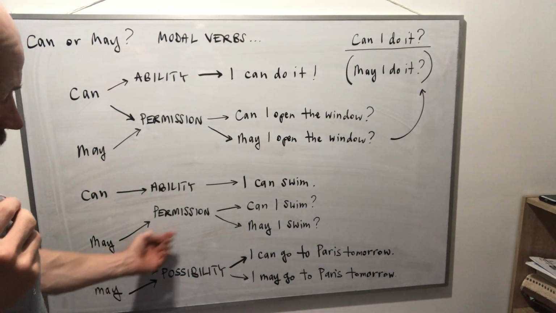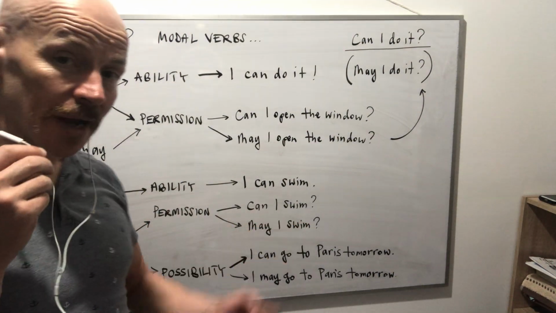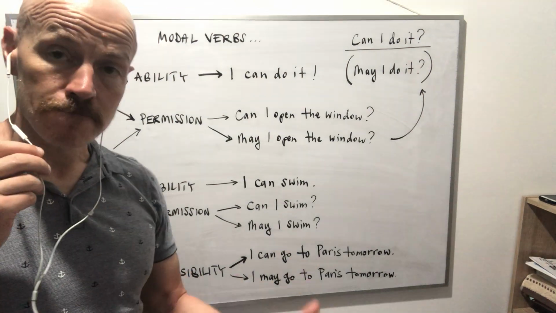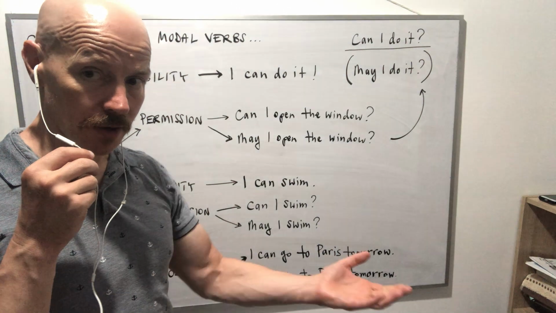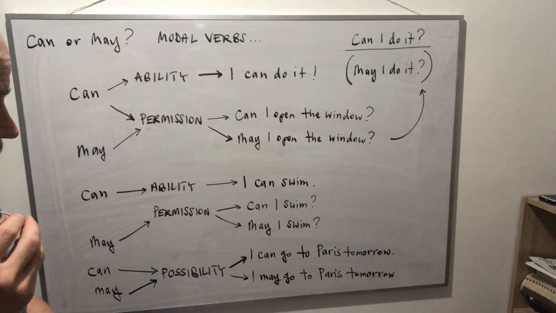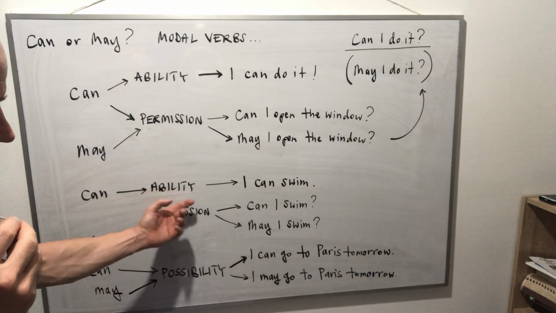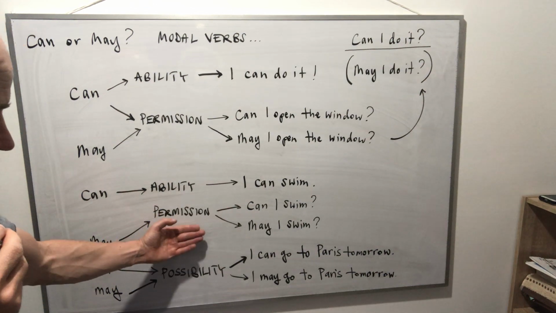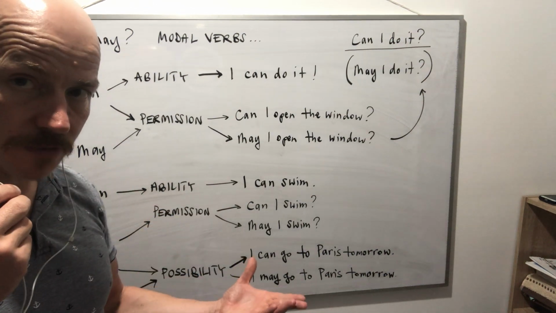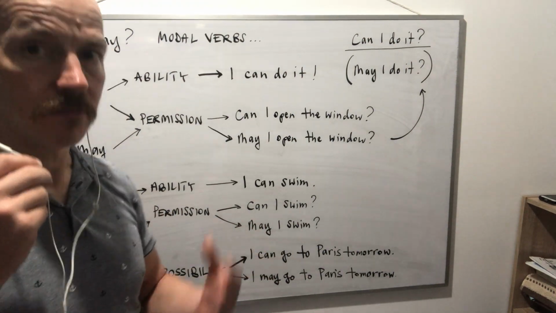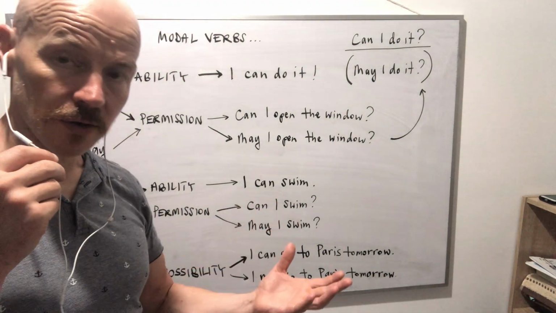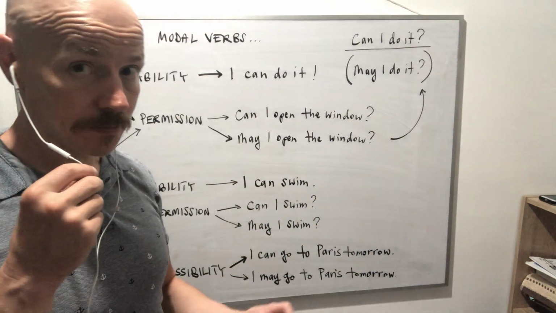Also, we can use may to express permission. May I swim? Like, can I have permission to swim here? May I swim here? Yeah. So, can for ability. Often now we use it for permission. And may really is only for permission. So, may I swim? Can I swim? I can swim. Yeah.